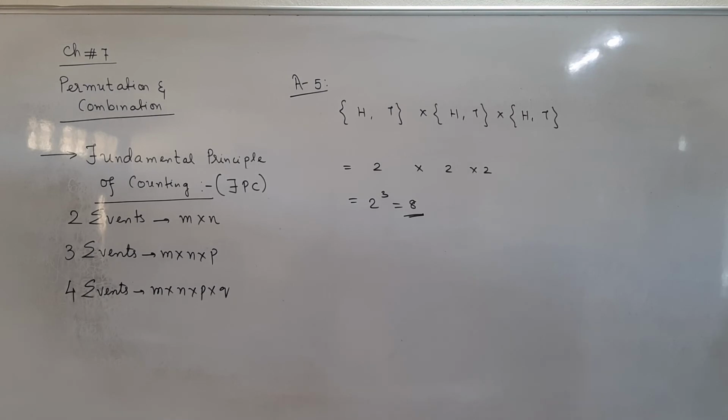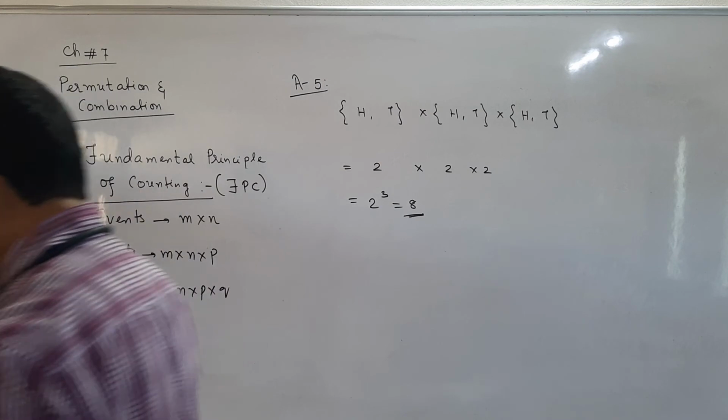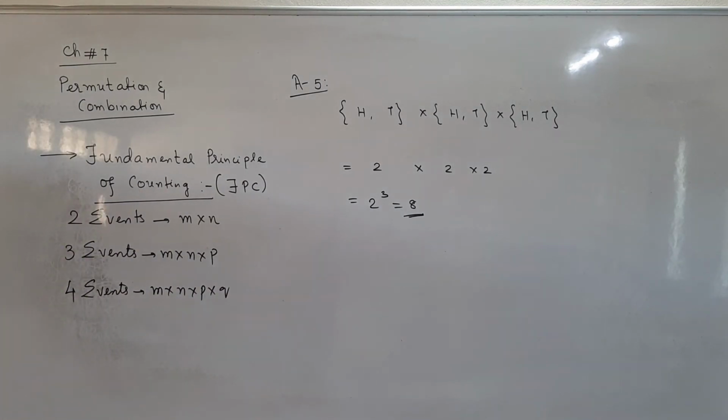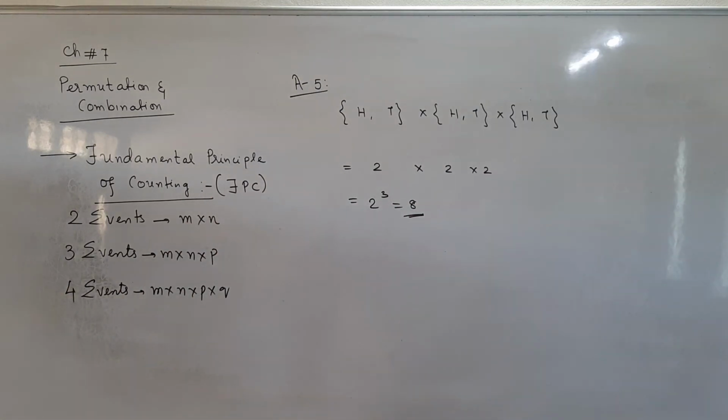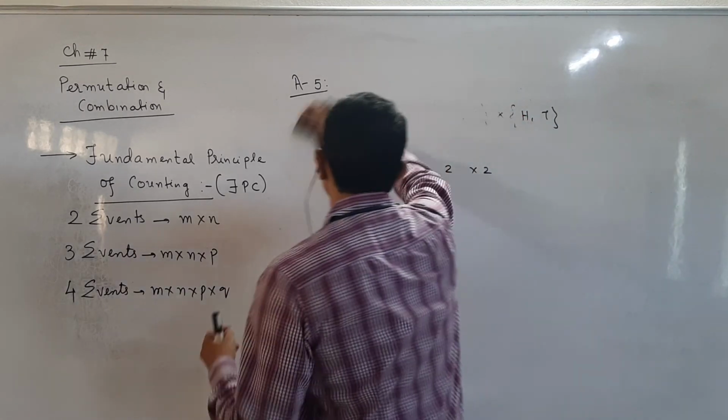Suppose you are tossing a coin 5 times, the possible outcomes will be 2 raised to 5, and that is 32. If you are tossing a coin 8 times, the possible outcomes are 2 raised to 8. If you are tossing a coin 100 times, the possible outcomes are 2 raised to 100. In general, if you are tossing a coin n times, the possible outcomes are 2 to the power n. So this is very, very simple, students. You can easily understand and memorize this as a generalized concept also.